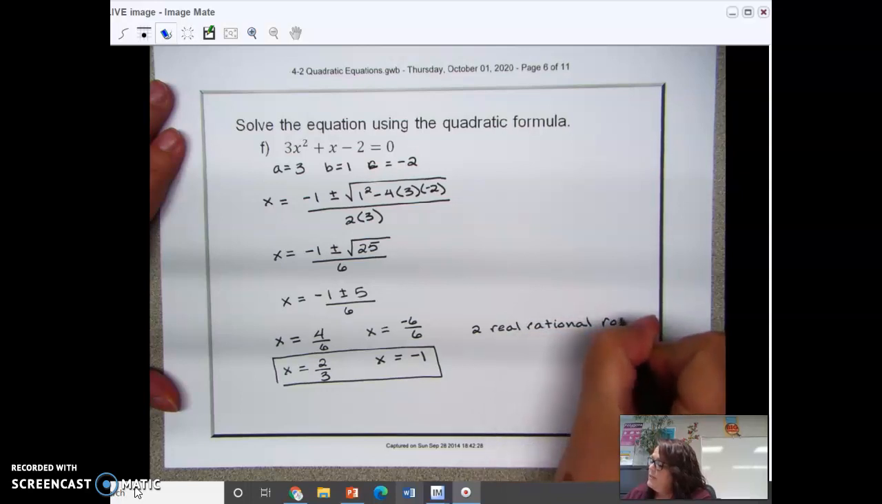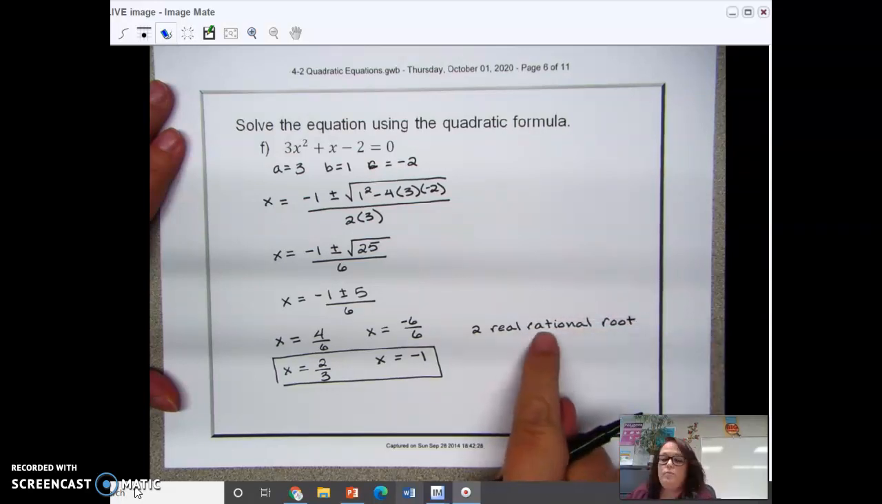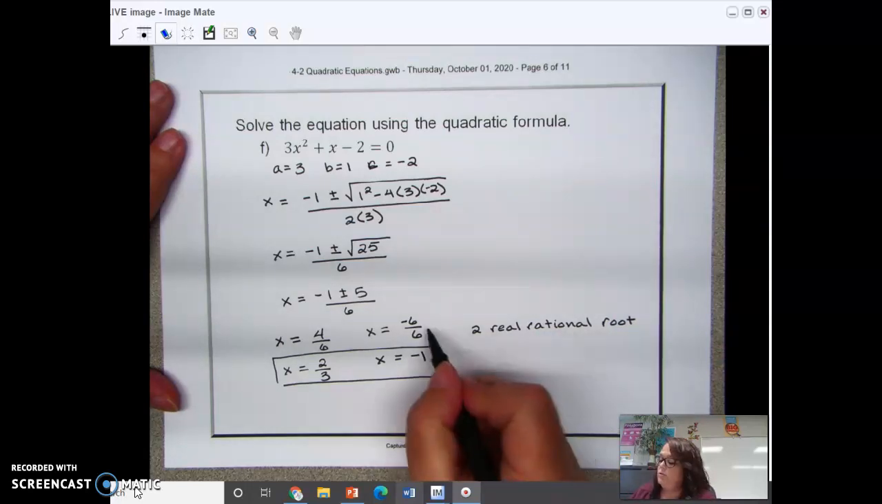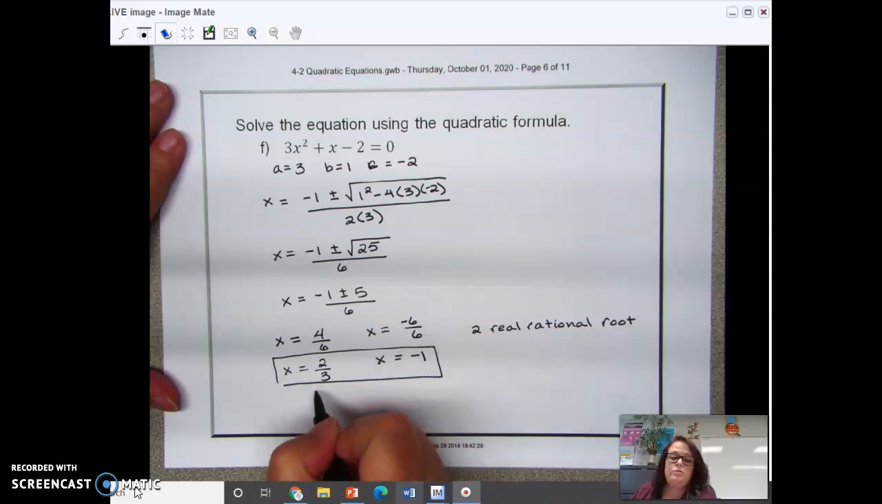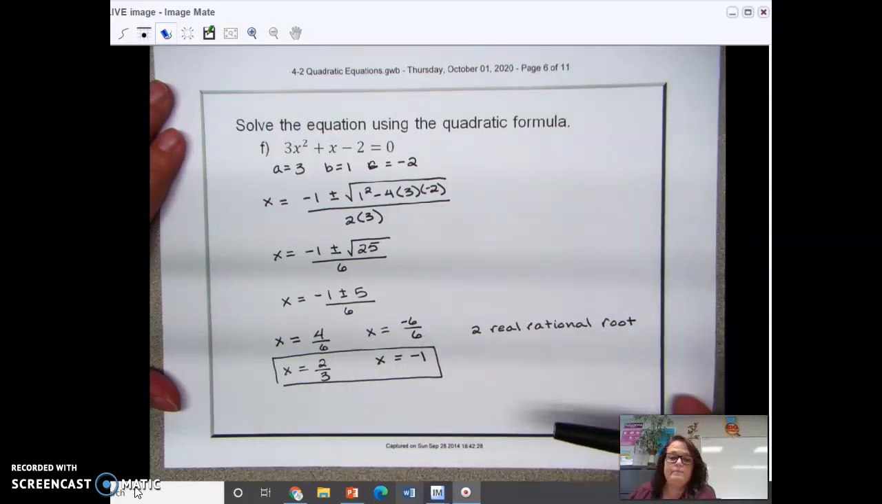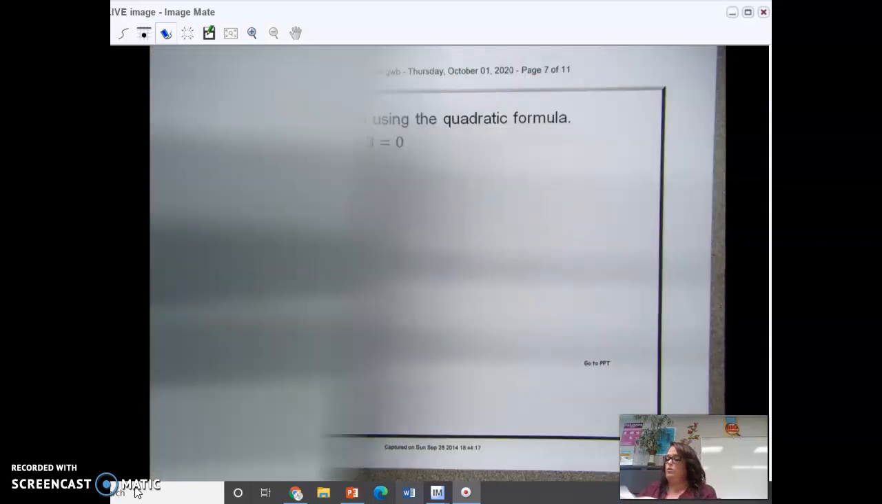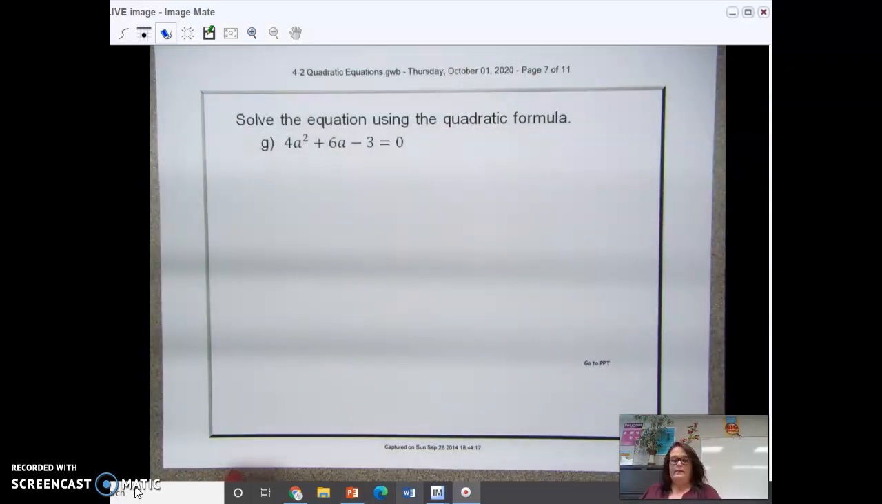And so I want to remind you, to be rational, we have the word ratio in it. It means that I can make it a ratio of two integers. So we can see -1 was a ratio of two integers, and 2/3 is a ratio of two integers. All right, so go ahead and try this one. Pause the video.